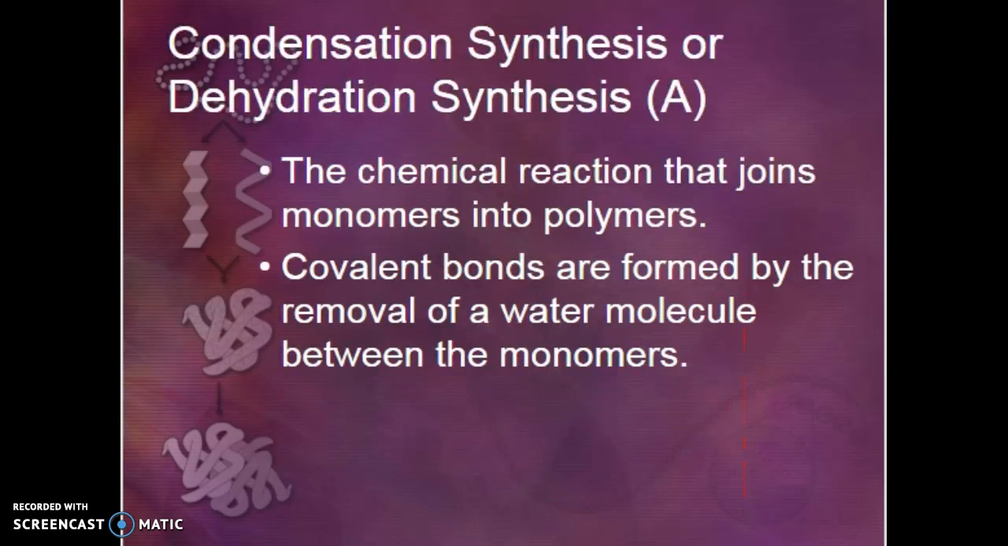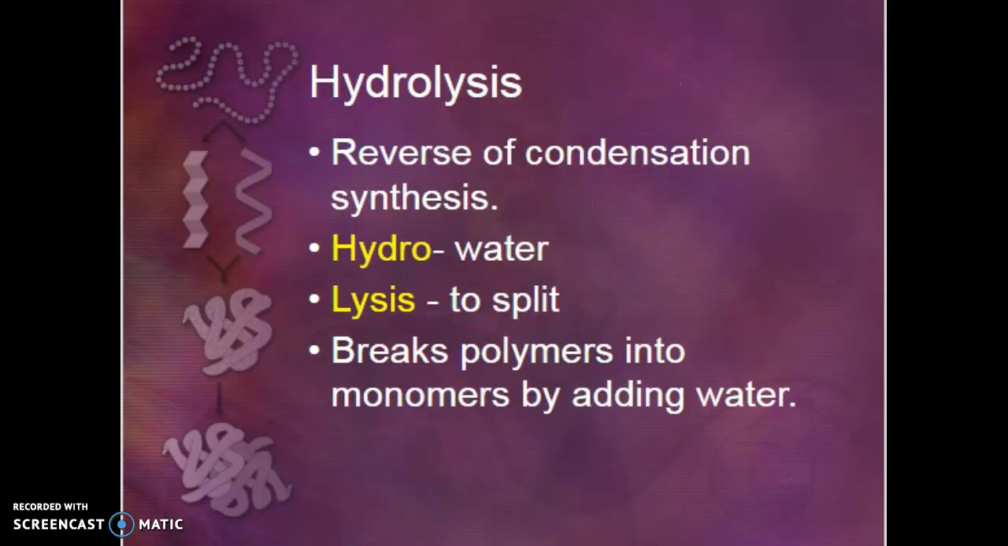Think back to chemistry, and a lot of these reactions are going to be done by condensation or dehydration. So basically, we're forming covalent bonds by removing water from the monomers. The reverse of that is going to be hydrolysis. So we're going to split things using water. That's how we can break our polymers back into monomers.